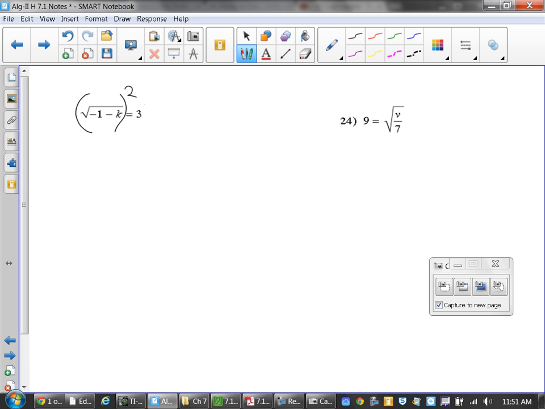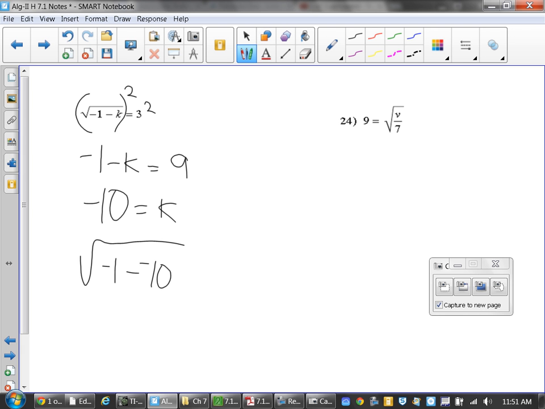Square both sides. Negative 1 minus k is 9. So you get negative 10 is k. Yes. Double check your answer, make sure it works. Square root of negative 1 minus negative 10, that gives me positive 9, which is 3. That equals a. Yes. Yay!